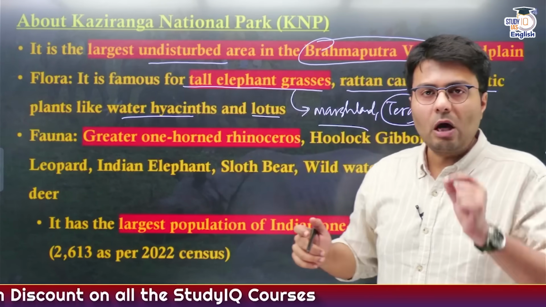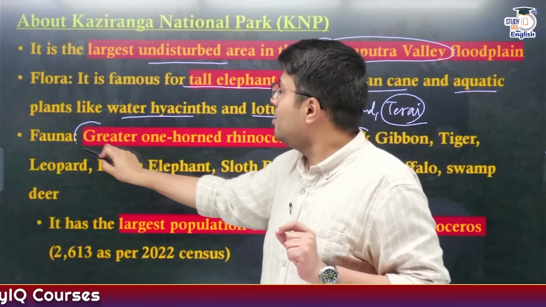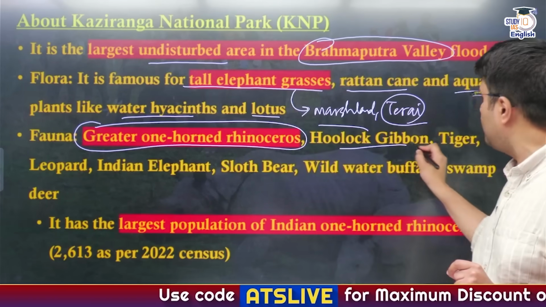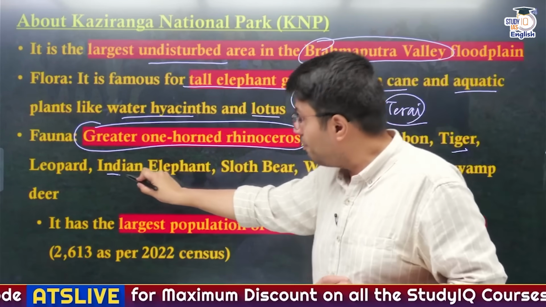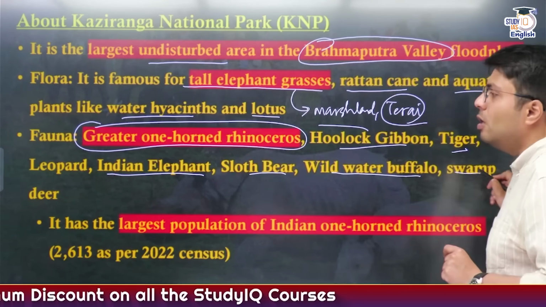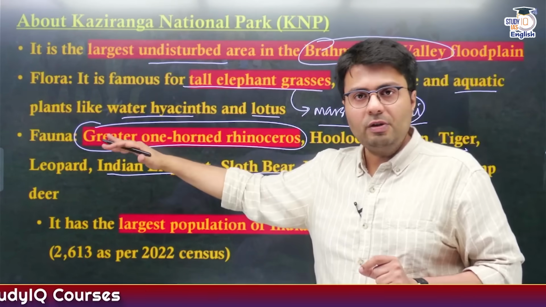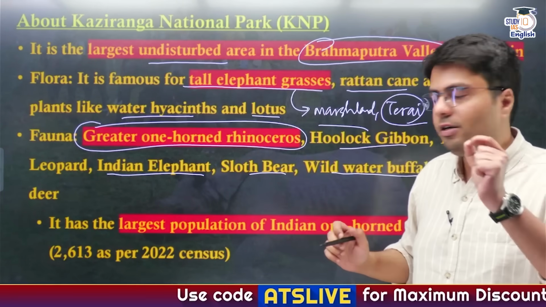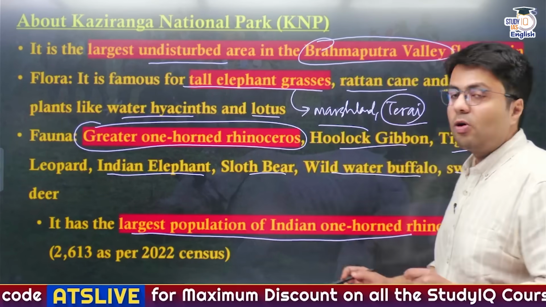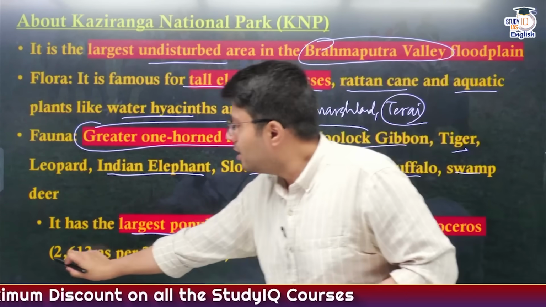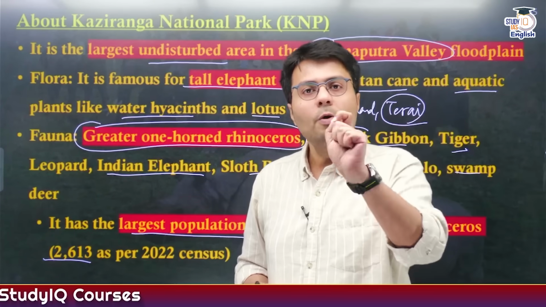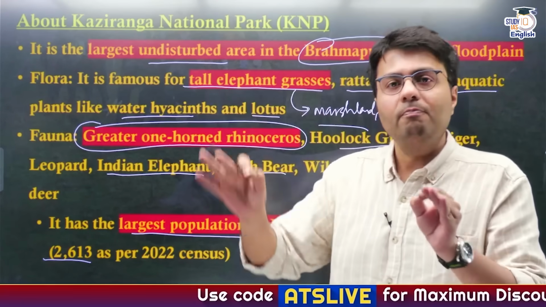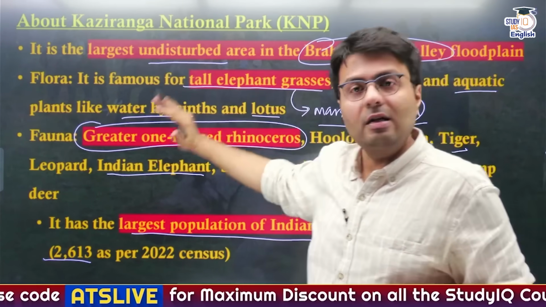Now coming back to the animals. The flagship species of Kaziranga National Park is the greater one-horned rhinoceros, also called the Indian rhinoceros. In addition to the rhinoceros, there are hoolock gibbon, predators like tiger and leopard, and other species like Indian elephant, sloth bear, wild water buffalo, swamp deer, etc. But the most important species of Kaziranga is obviously the Indian rhinoceros or greater one-horned rhinoceros. Kaziranga National Park hosts the largest population of Indian one-horned rhinoceros. As per the latest census of 2022, this number stood at 2613 one-horned rhinoceros. So the largest population of one-horned rhinoceros living anywhere is in Kaziranga National Park.